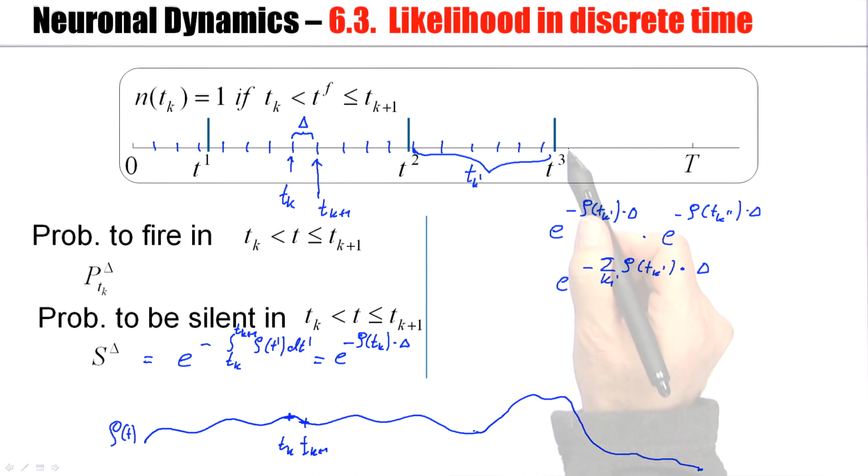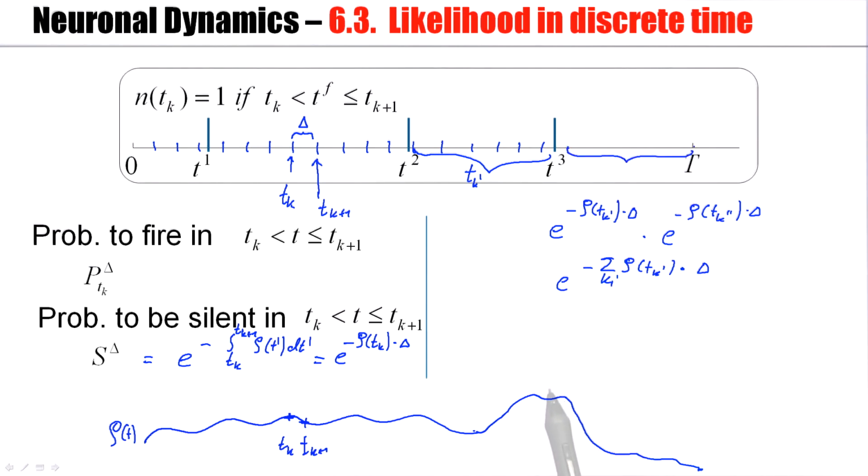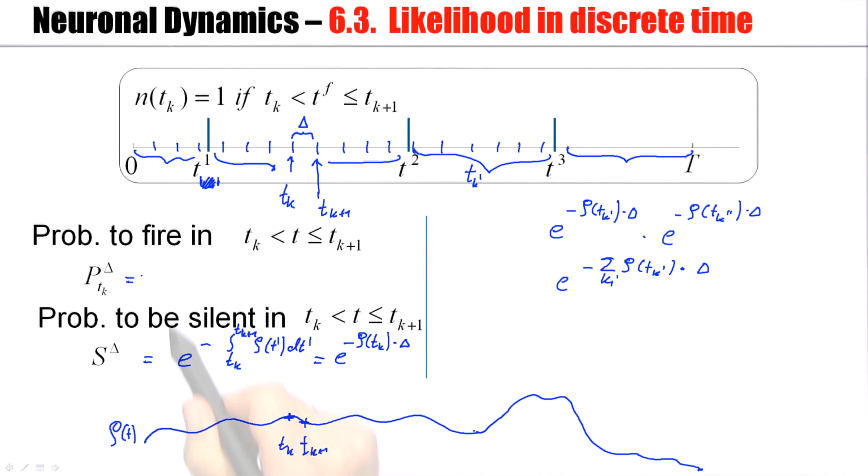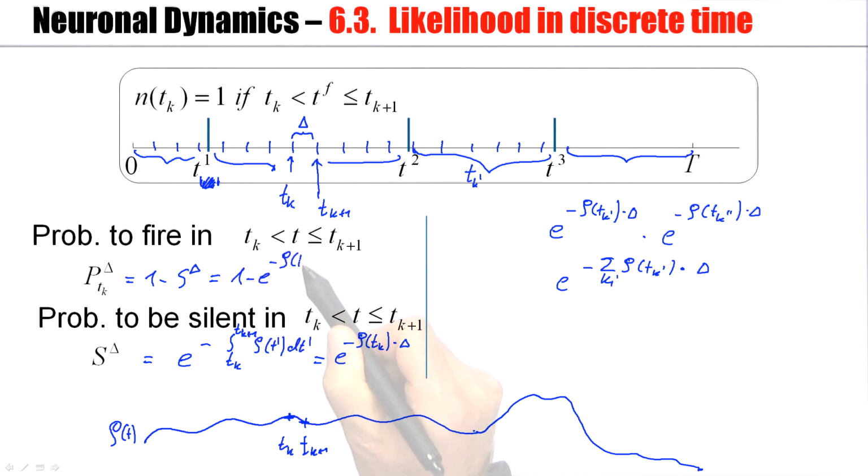I do something similar for the interval from T3 to capital T, for this interval and for this interval here. So far this covers the periods where the neuron does not fire. But then there are these moments when the neuron does fire, for example, in this interval here. Well, the probability to fire is 1 minus the probability of staying silent. So this is 1 minus e to the minus rho of tk times delta, in the approximation I made here.